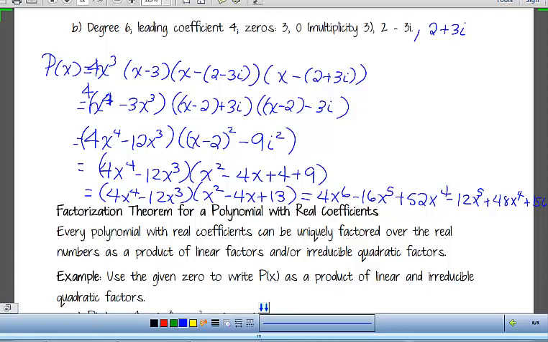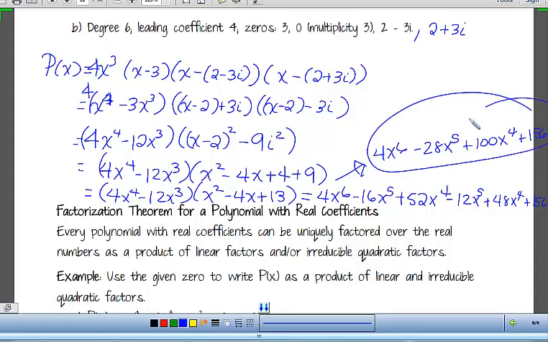Okay, then combine those like terms. I've got 4x to the sixth minus 28x to the fifth plus 100x to the fourth plus 156x cubed. And so that's our polynomial. All right, questions?